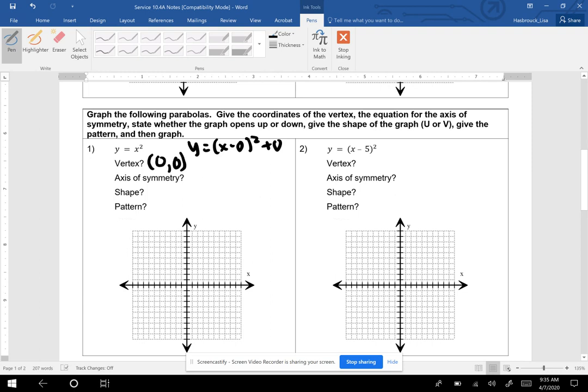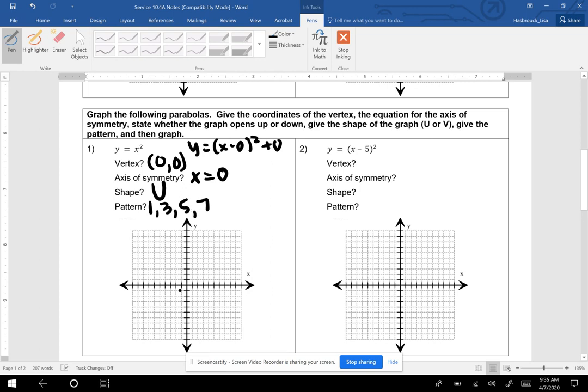So whenever they don't give you an h or a k, that automatically means that value is going to be 0. Your axis of symmetry is an equation. It's going to be x equals the x value in our vertex, which is 0. Since this is a squared equation, it's a U shape, and that means our pattern is going to be 1, 3, 5, 7.